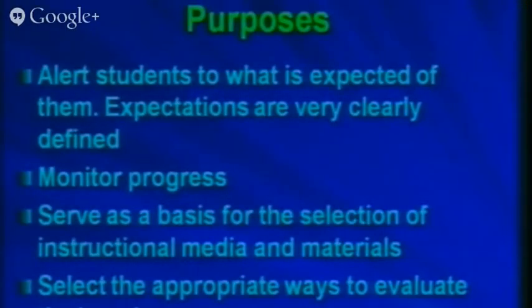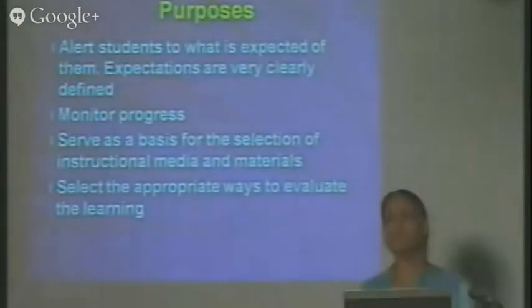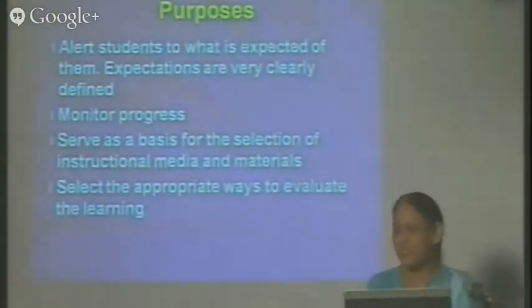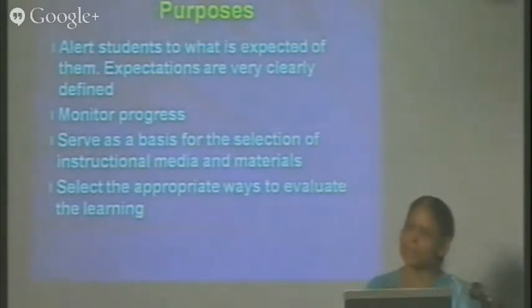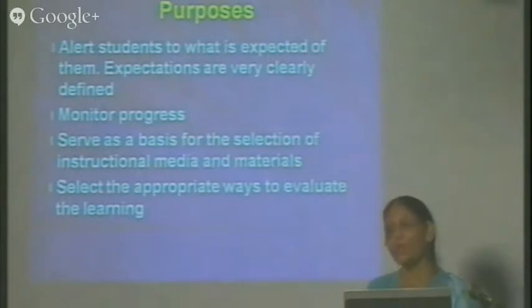Then comes selecting the appropriate ways to evaluate the learning. Now, we started with differentiating between metal and non-metal. There can be two types of evaluation, either a written evaluation or an oral evaluation. You can pose an oral question and get a reply, or you ask a student to write it in the notebook, and you can evaluate that answer.